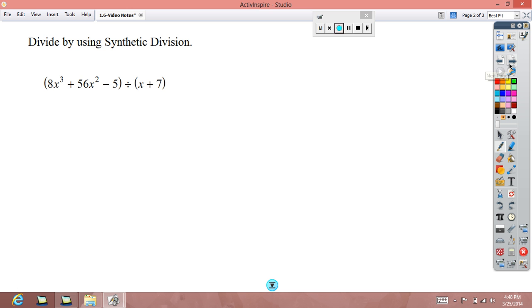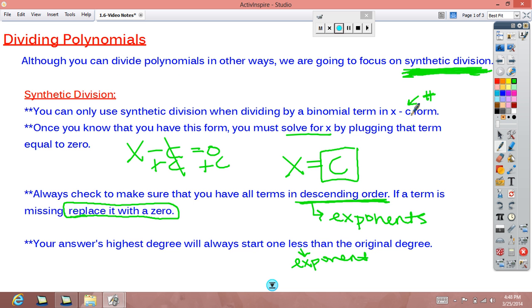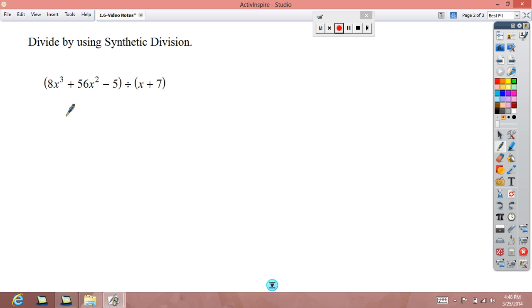Alright, so if I have an example here, divide using synthetic division: 8x cubed plus 5x squared minus 5 divided by x plus 7. Well, first thing we need to check for is this. Do I have this? I can use this only when I'm dividing by that x minus c. Okay, so here I notice that it's this divided by this. Alright, this is x minus c. It says x plus 7, but it's in the same form. It can be plus or minus.